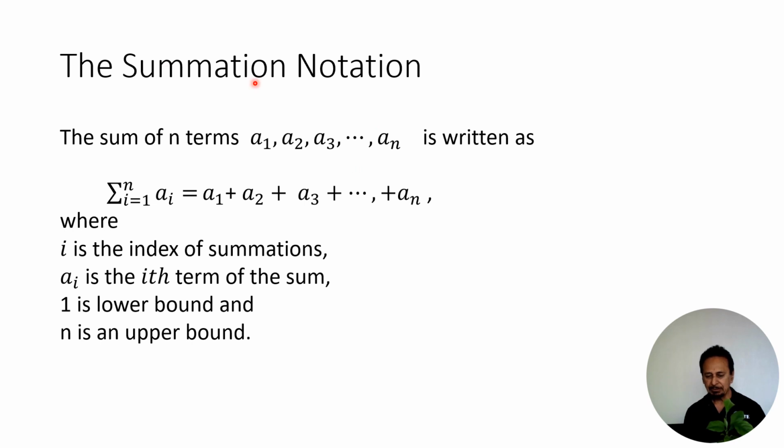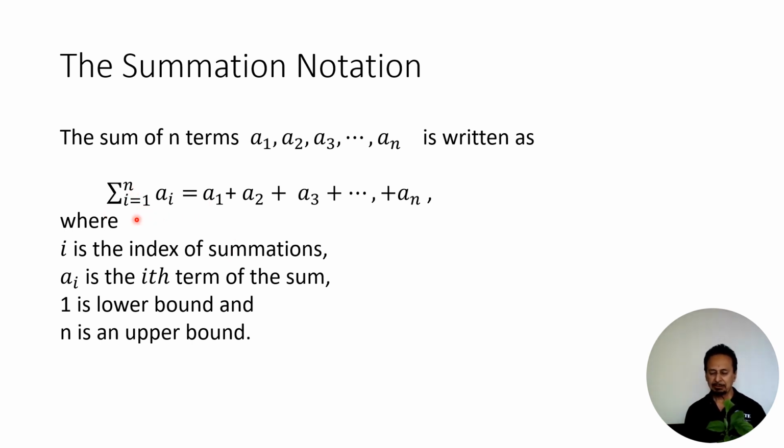Okay, so first is the summation notation. For the sum of n terms like a1, a2, a3, up to an, we can write this as the sum of a sub i from i equals 1 to n, using this big sigma. So we expand this: when i is 1, we put 1 where the i is, so it becomes a1. Then we put a plus sign, and i equals 2 becomes a2, and so on. Just keep putting the value of i where the i is until you reach n.